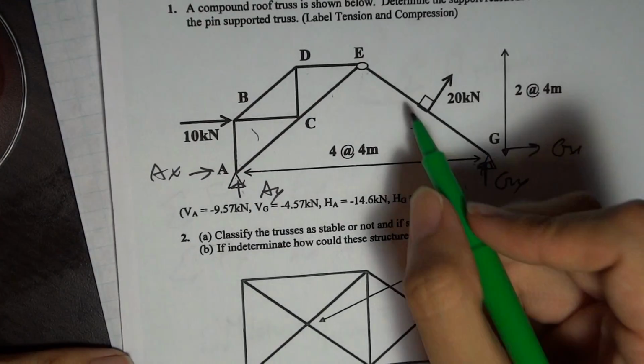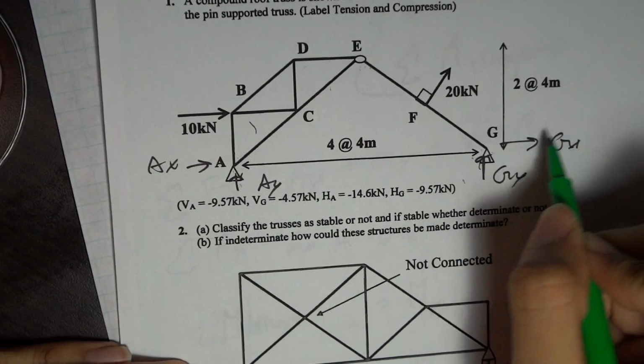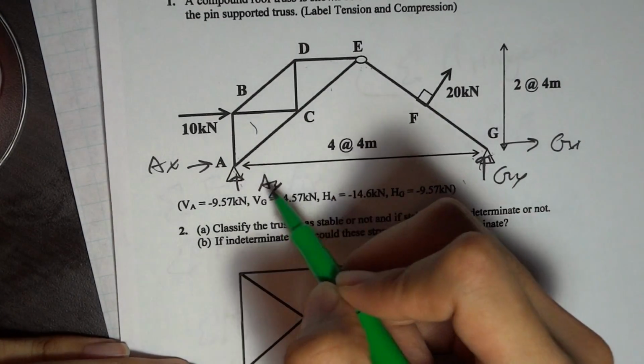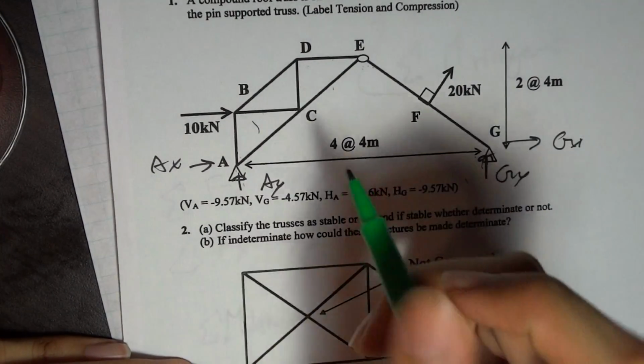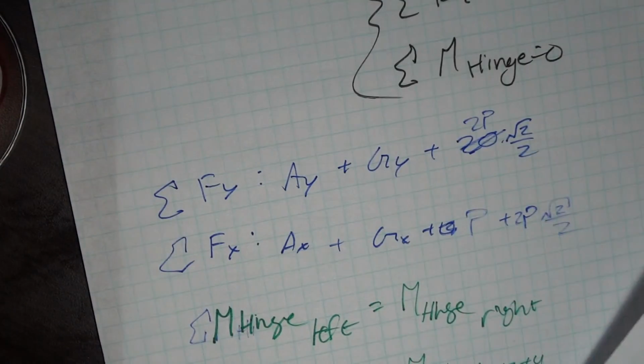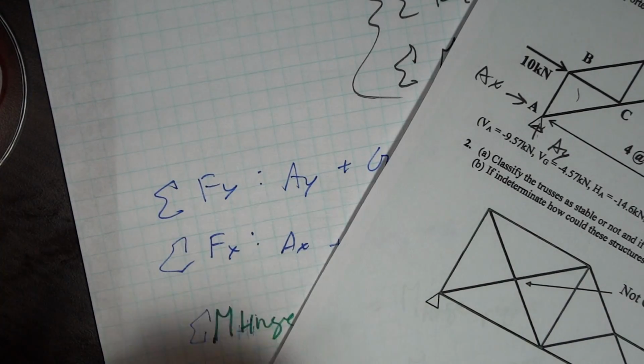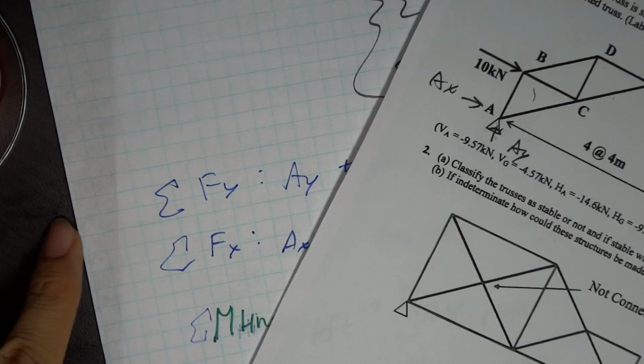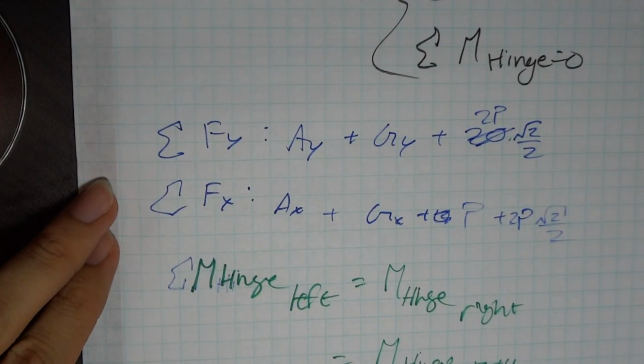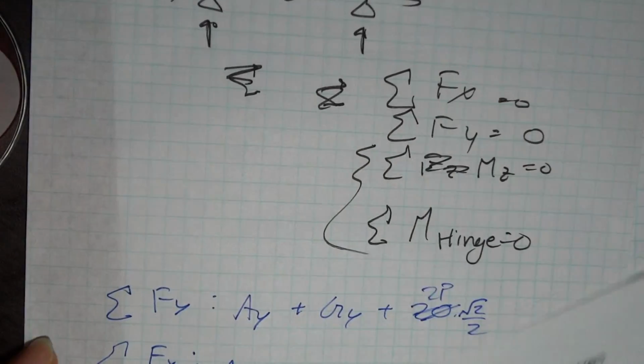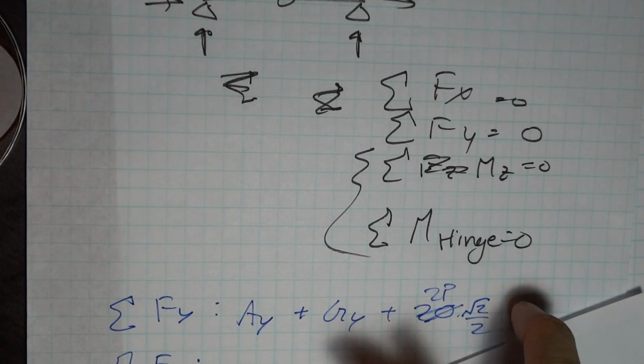I have moment due to this force, due to this force, and due to this force. I don't need to look at these forces. I only need to look at one side or the other. Again, this is only for moment about the hinge. So that's how you get your reactions. You now have 4 equations. You get your four unknowns.